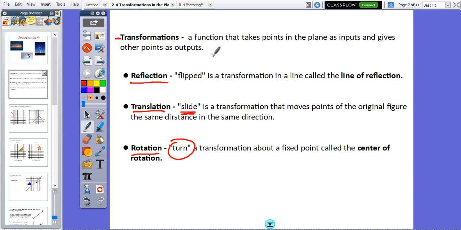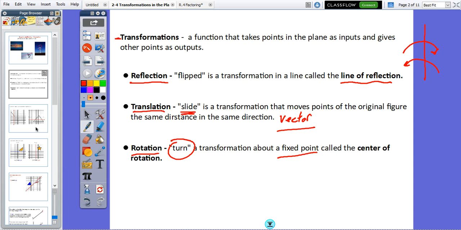For reflection, you're going to reflect over what we call a line of reflection. There's going to be a line somewhere, and you're going to go from here to there, or vice versa, one way to the other. A translation means you're moved from one point to another on a graph along a vector. We'll speak more about vectors soon. And of course, rotation. Now you're rotating around a fixed point. We call that the center of rotation. So that's how that will go.